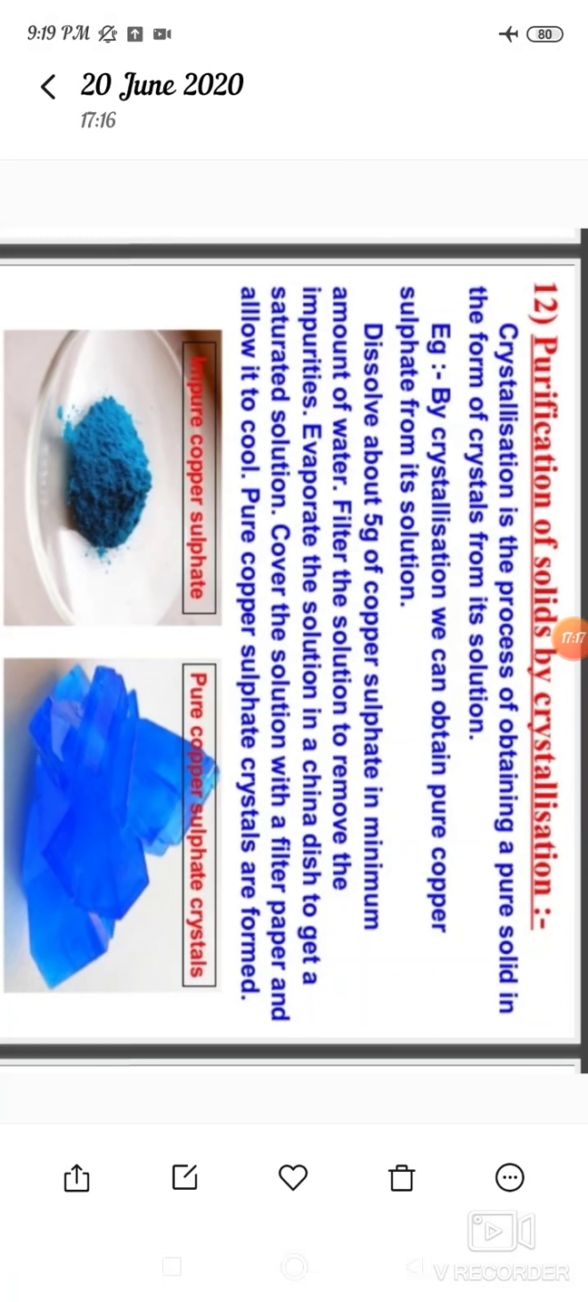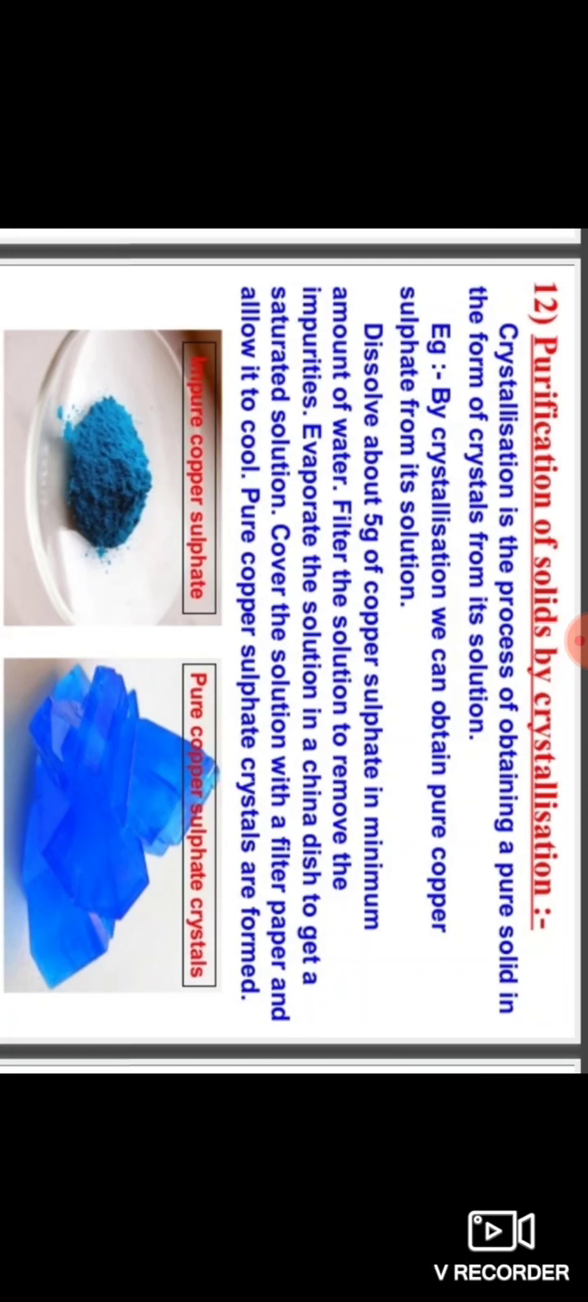And then, purification of solids by crystallization. Crystallization is the process of obtaining a pure solid in the form of crystals from its solution.